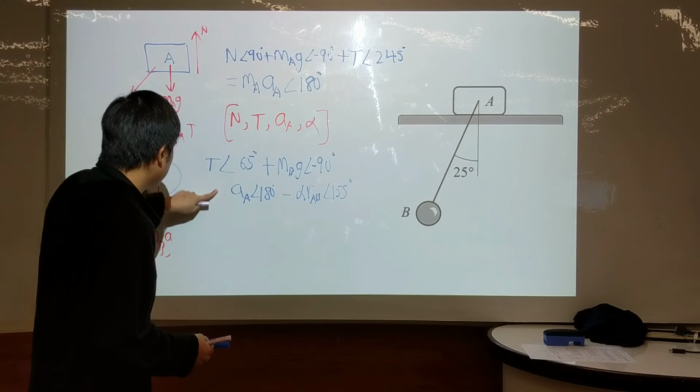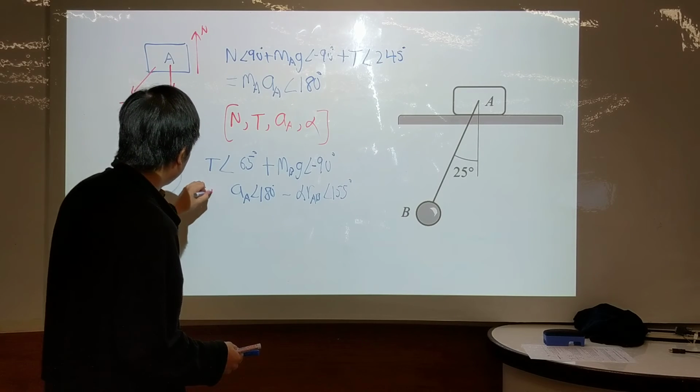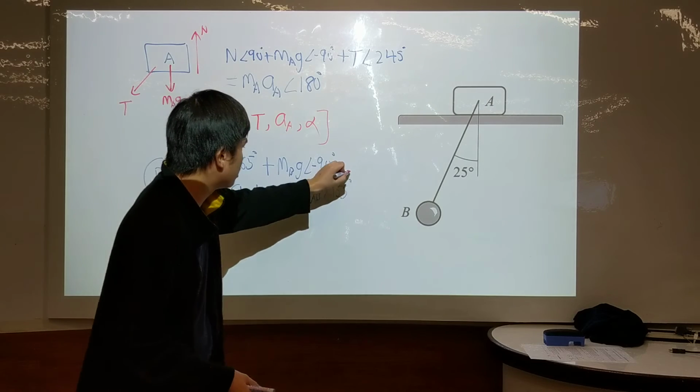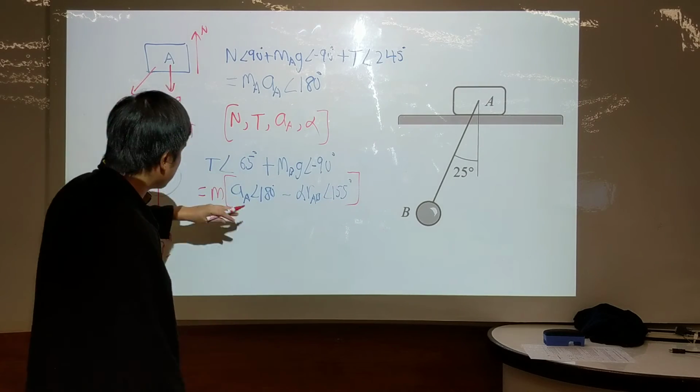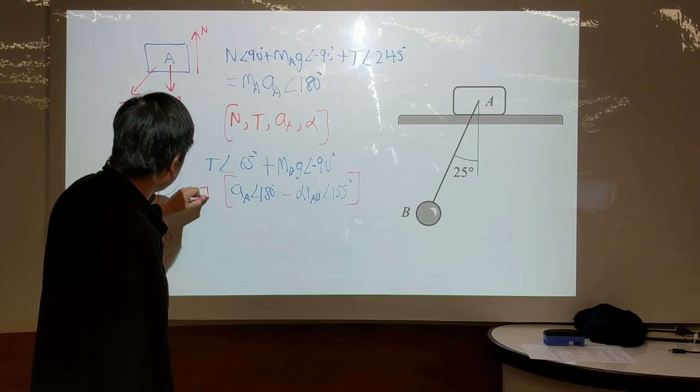Oh yeah, sorry, the mass. Mass times this. This is the acceleration. So summation of force is equal to mass times acceleration. And this mass is actually the mass of B.